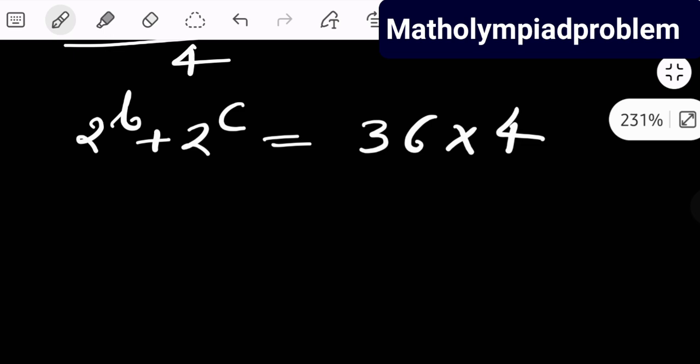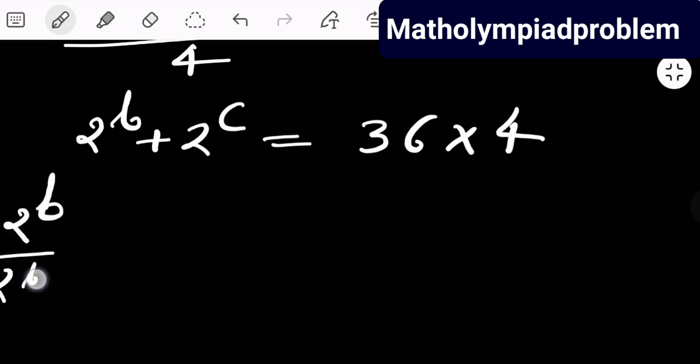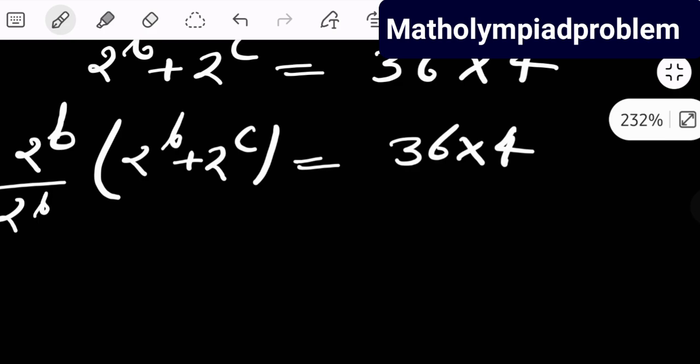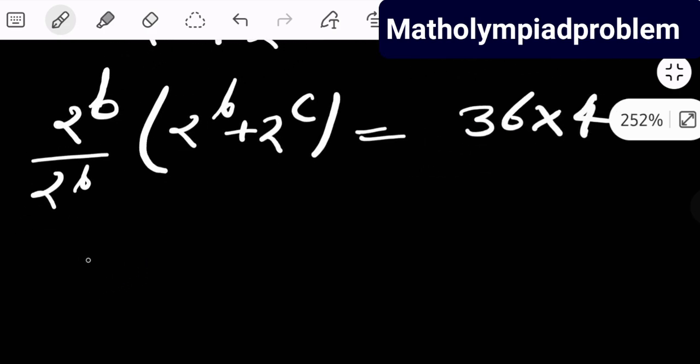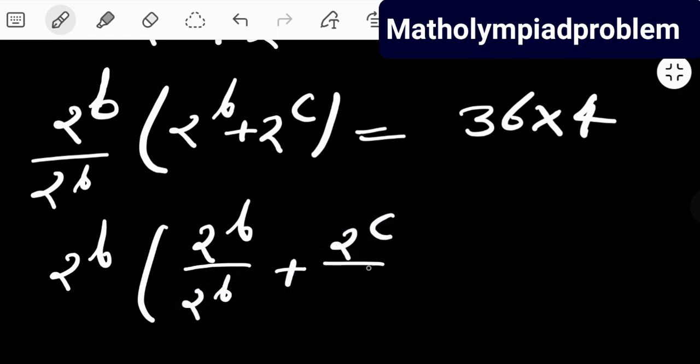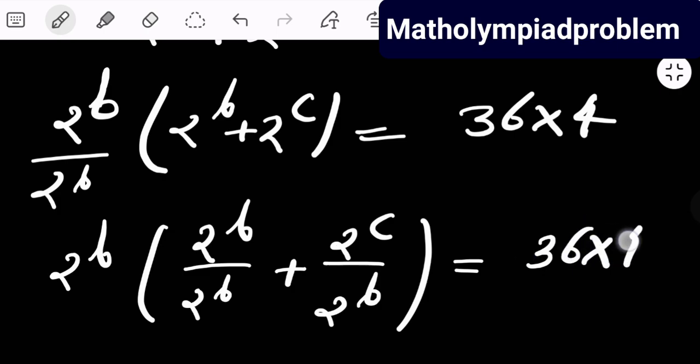Now it's time to find out the b. So for b what we need to do? We just again divide and multiply this side by 2 raised to b. It means 2 raised to b upon 2 raised to b, in bracket 2 raised to b plus 2 raised to c is equal to 36 multiply 4. You can multiply it, you get the result as 144. So 2 raised to b, this one will be the same way. Now 2 raised to b upon 2 raised to b plus 2 raised to c upon 2 raised to b is equal to 36 multiplied by 4.